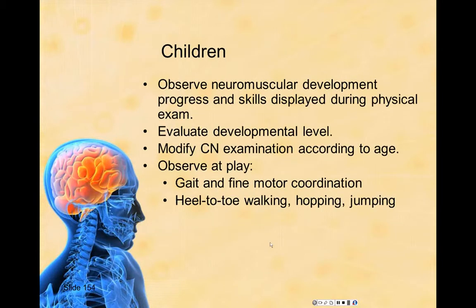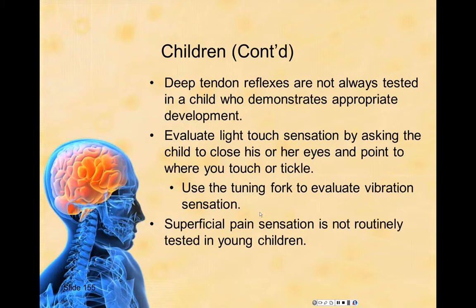Observe children's neuromuscular development and their progression and skills displayed during physical exam. You want to look at their developmental level. You do modify your exam according to their age and observe them at play, looking at gait, fine motor coordination, heel to toe, hopping, jumping, skipping, walking, coloring, writing, drawing. Those are ways to observe and check a child's neurological condition.